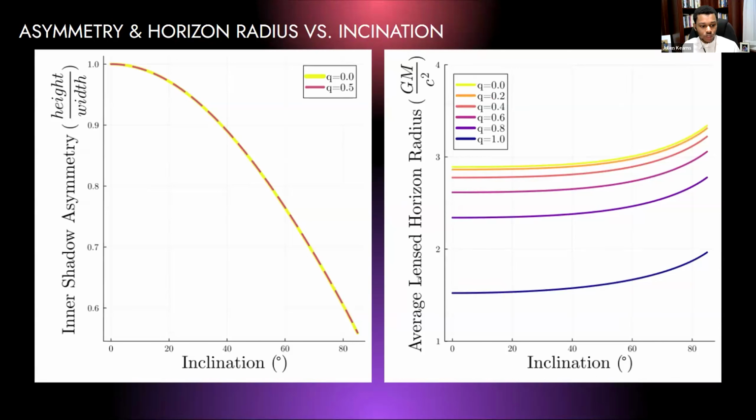So what are some things that we know about the inner shadow? We know that its asymmetry follows a specific curve depending on the inclination, and that this curve is unchanged at different charges. Whereas with the average radius, and we're using average radius because of this asymmetry, it is actually dependent on both the inclination and the charge of the black hole, as we can see on the right.